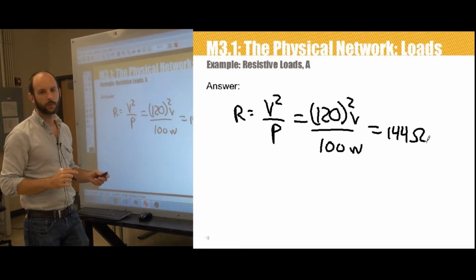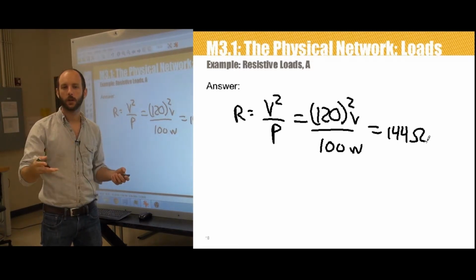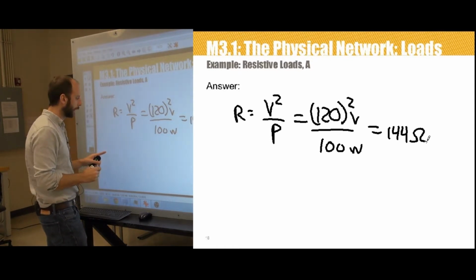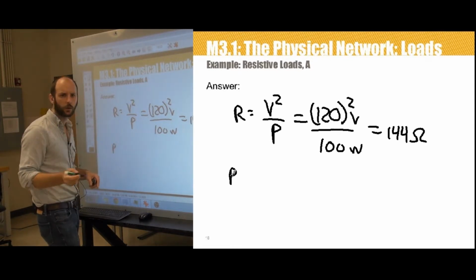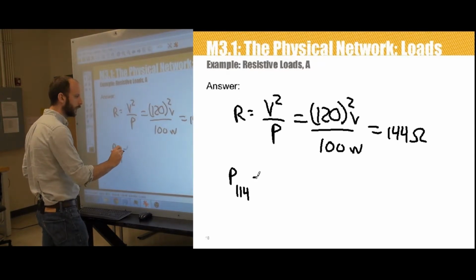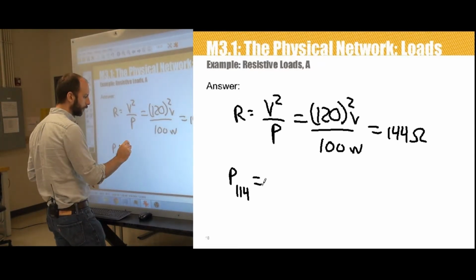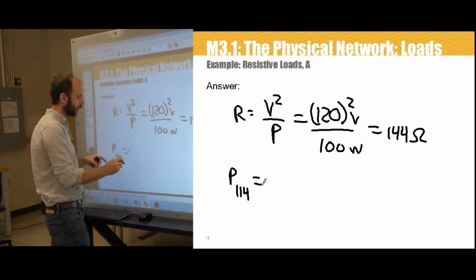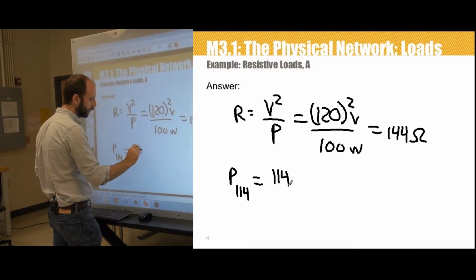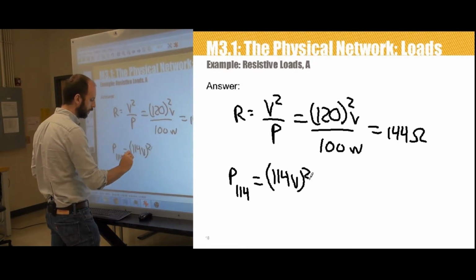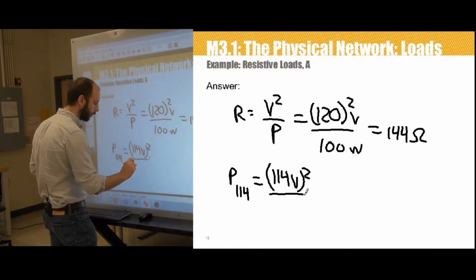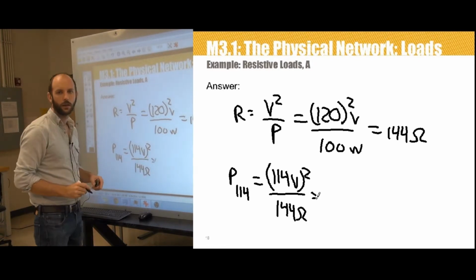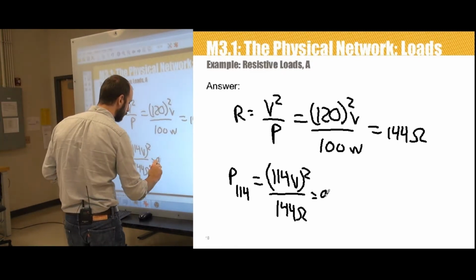So now we can calculate the power at the plus and minus extremes of the voltage tolerance for the power system. So power, let's do the lower first. Power at 114 is just going to be 114 squared. We're just going to rearrange this, right? It's V squared over R. 114 squared over 144 ohms. That gives us 90.25 watts.